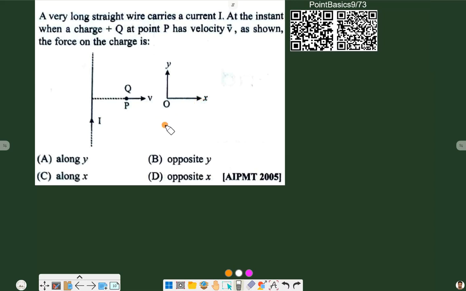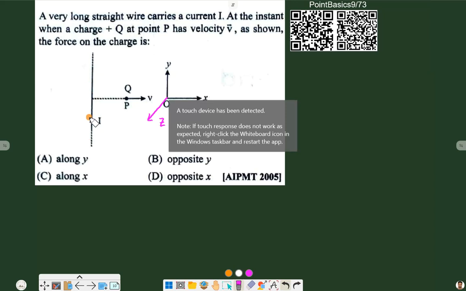So assuming the same plane here, the direction out of the screen or out of the paper will be Z direction, and using the right hand screw rule we can find out the direction of the magnetic field due to this wire.